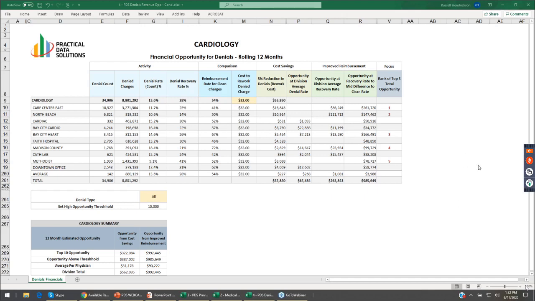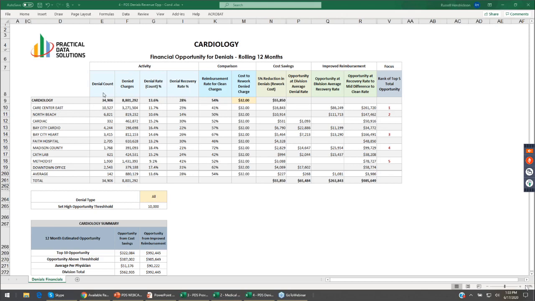What we're looking at here is something that we do a lot, where we call it performance opportunity dashboards. And what we're trying to do with this is really leverage the known. What is it that we know, and how can we project that out? So what you can see right here is this is around the area of denials.